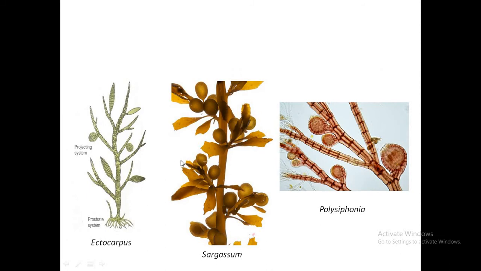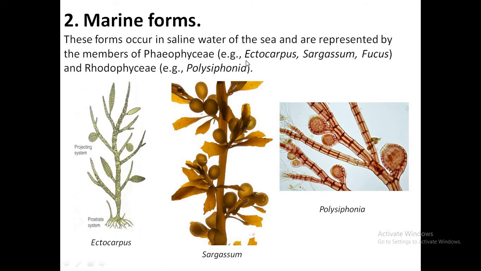2. Marine forms. These forms occur in saline water of the sea and are represented by the members of Phaeophyceae, example Ectocarpus, Sargassum, Fucus, and Rhodophyceae, example Polysiphonia.